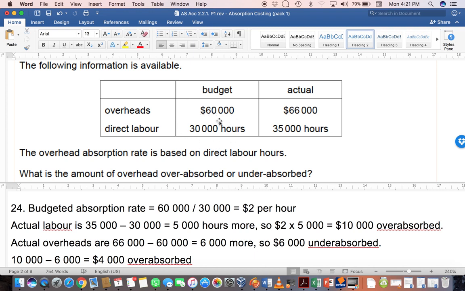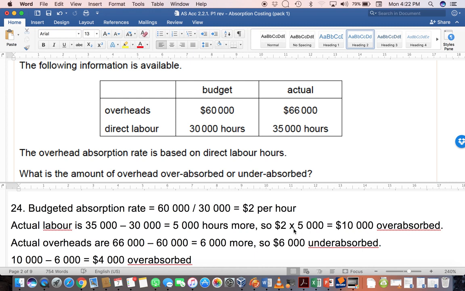In other words, our $60,000 divided by the 30,000 direct labor hours available means that we are going to budget for $2 per hour, and that's what would be absorbed in production. However, the actual direct labor is more than what we had budgeted for. And if your actual hours are more than what you budgeted, it means that your absorption rate should have been lower than what you budgeted, and therefore you will have absorbed more than what you should have.